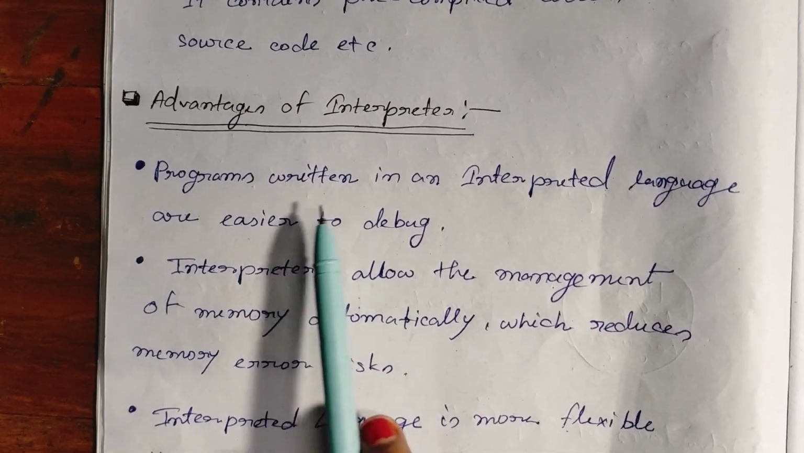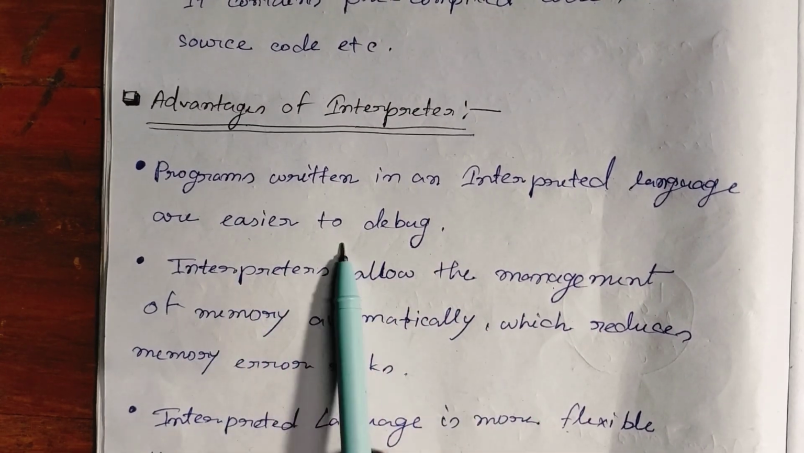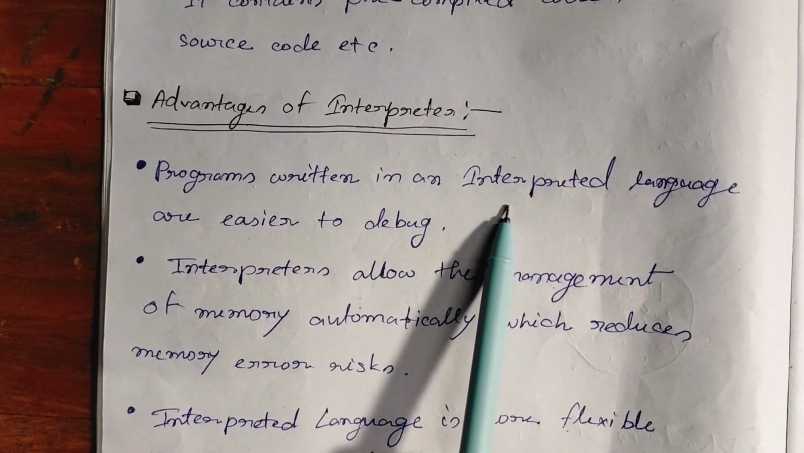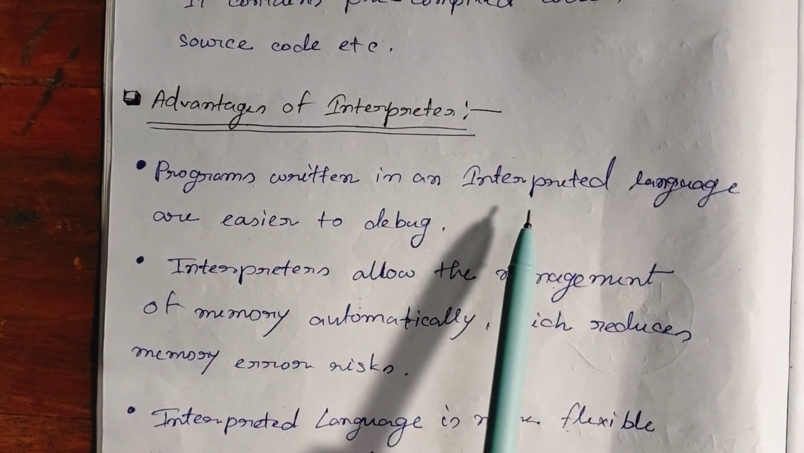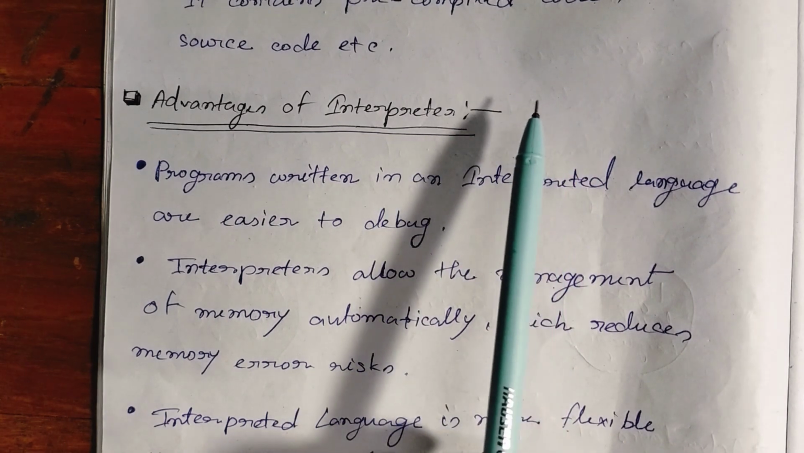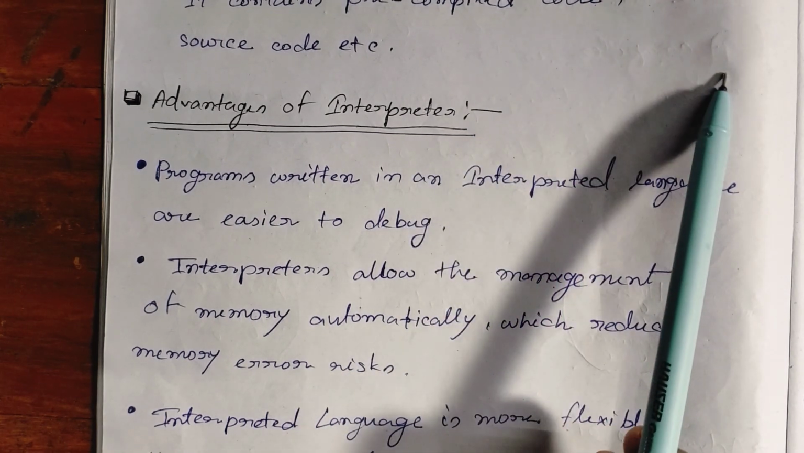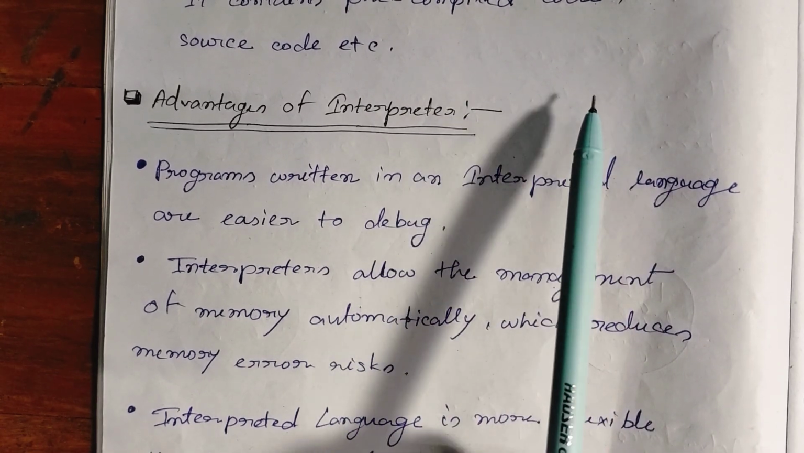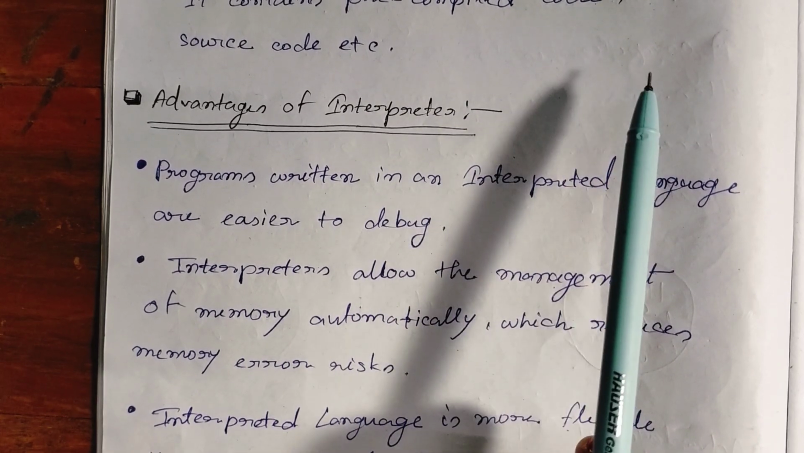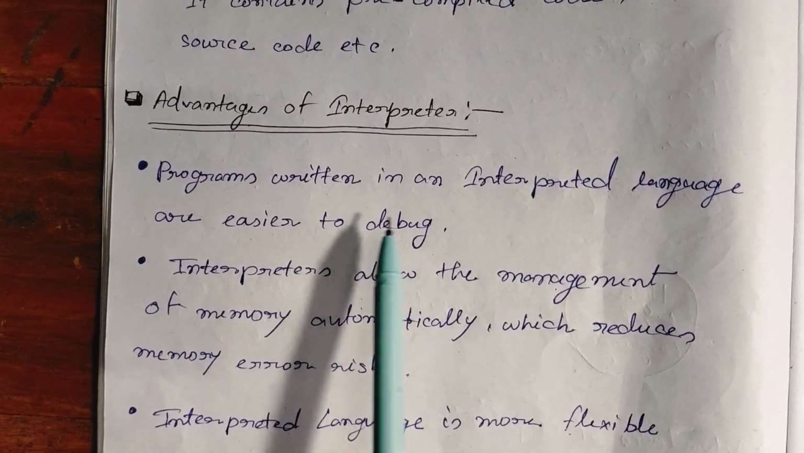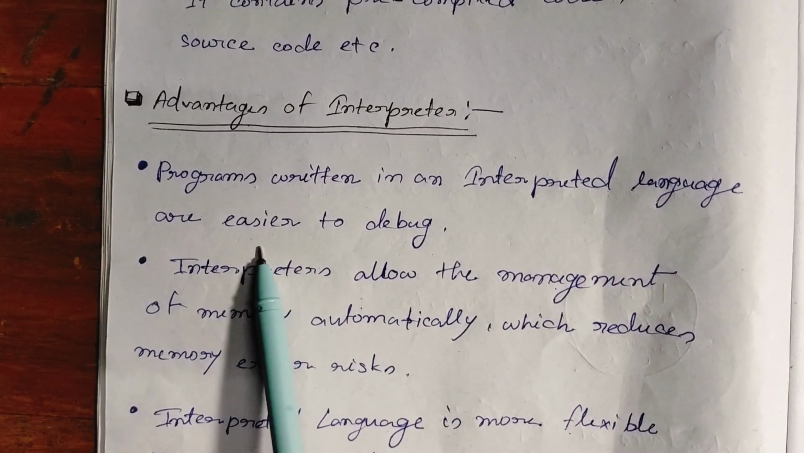Advantages of interpreter: programs written in an interpreted language are easier to debug. What is the meaning of debugging? Debugging means error finding. When we use an interpreted language, the interpreter executes the program line by line. That's why it is easy to find the errors in the program, because it is executing line by line. So programs written in an interpreted language are easier to debug.